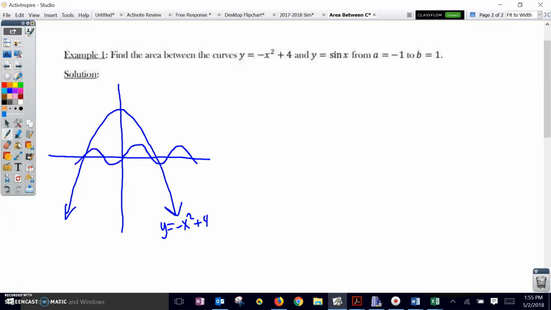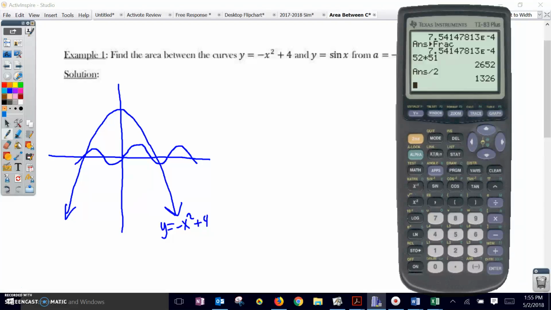Not really sure exactly where that curve crosses over the parabola, but I'm going to quickly verify with my graphing calculator and make sure it doesn't happen before the values of a and b that were given. It shouldn't. So we'll graph y equals negative x squared plus 4. And we'll graph y equals the sine of x. Quick double check that I'm in radian mode, and I am. And check out my window. We'll just go into a standard window.